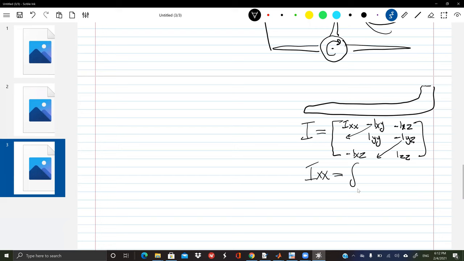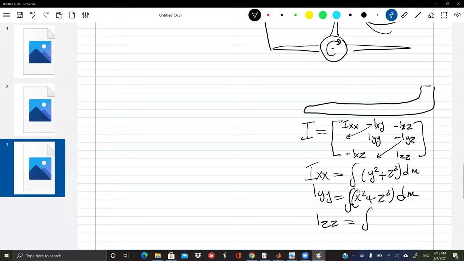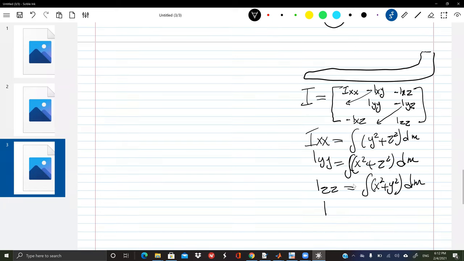It's the integral of the other dimensions. If it's XX, it's Y squared plus Z squared. If it's YY, it's X squared plus Z squared. And ZZ is the integral of X squared plus Y squared. And the product of inertia, IXY for example, is simply the integral of x times y dm. And if you put YZ, you put YZ, and so on. So, all right.